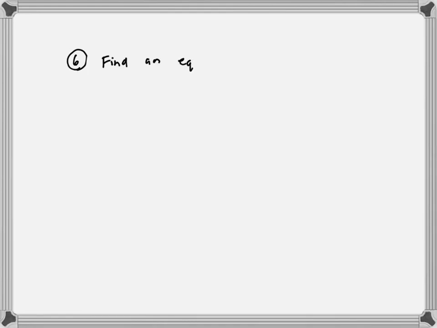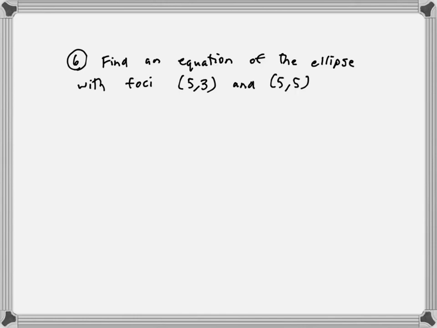Find an equation of the ellipse with foci (5, 3) and (5, 5) and one vertex at (5, 9).